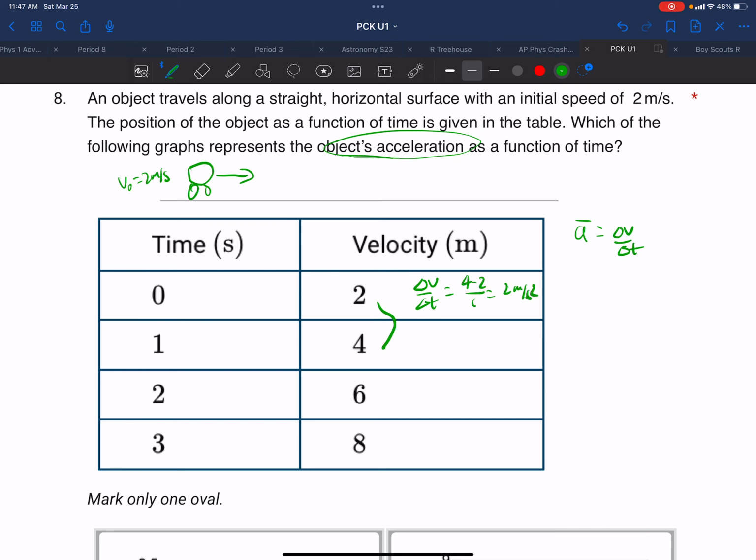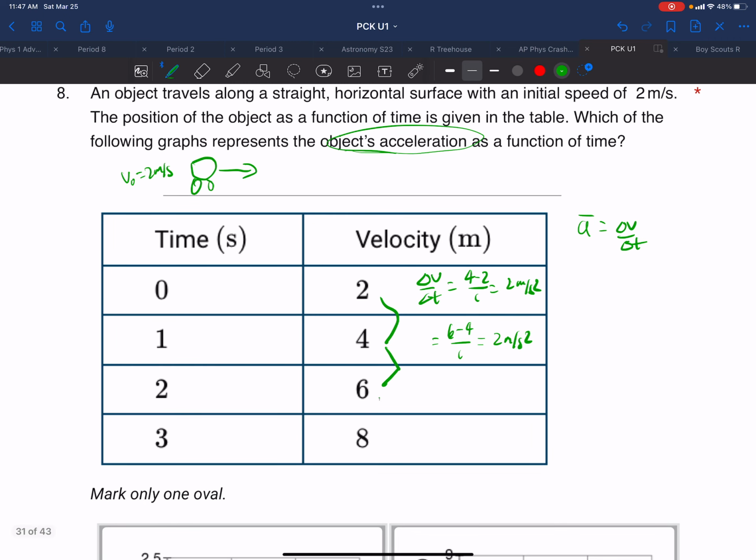And if we do it here, we have 6 minus 4 over 1 second, which is 2 meters per second squared. And if we do it over this interval, we have 8 minus 6 over 1 second, or 2 meters per second squared. So we can see that the acceleration is constant.